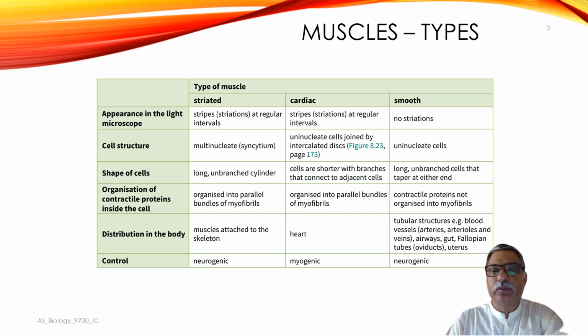The third type is smooth muscles. They do not show any striation. They consist of uninucleate cells. Cells are long, unbranched cells that taper at either end.